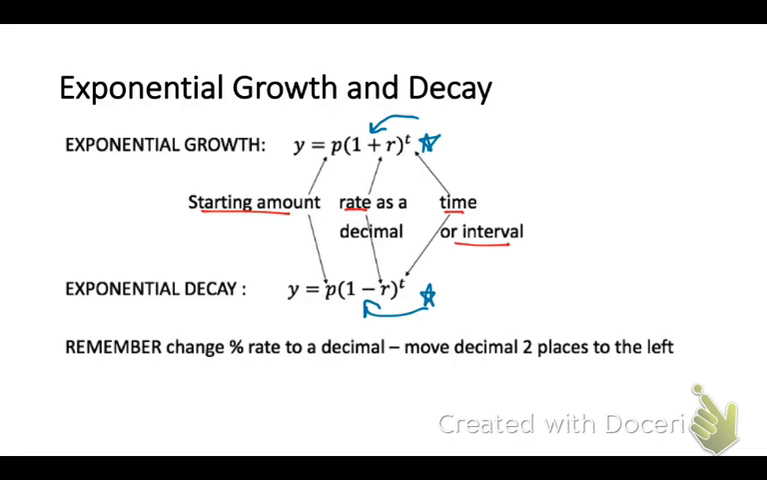One last thing is always remember when you're given a percent rate, like the example that I just said, 3%, when you put it into your formula, you need to move that decimal place 2 places to the left. So it always starts just to the right of the ones place. So we go 1, 2, and then just put a 0 in that empty space. So the decimal equivalent of 3% would be 0.03.